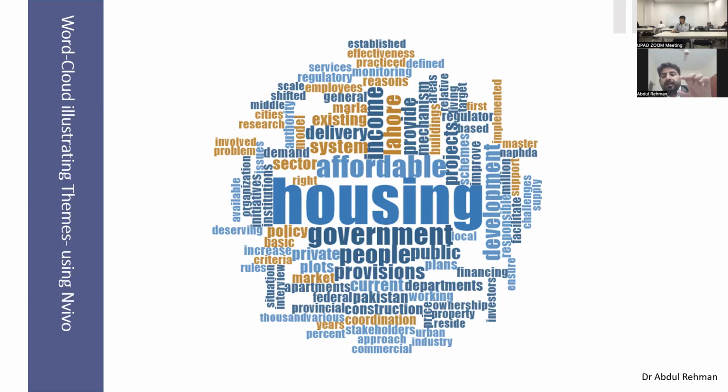So the density, or the boldness, of every word has its impact. Like housing, the major one, then affordable, government, income, as my research mostly deals with affordable housing and government policy or governance. So these are the words you would see in this word cloud illustrating themes. So this is the output. There are also other maps.